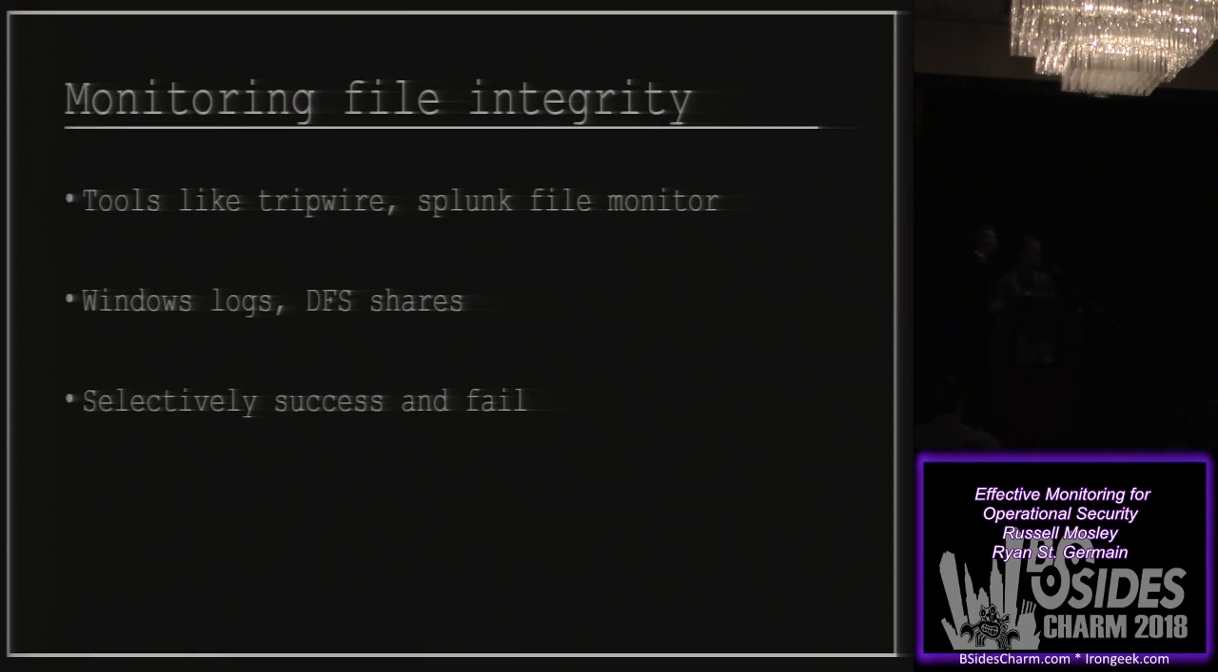So unannounced file changes to your servers and several endpoints could be an indicator of compromise. So what we do is we monitor these file systems with tools such as Tripwire and Splunk. We accomplish the same thing with the Windows event logs for our DFS shares. We're looking for the unauthorized changes of files and the unauthorized access of these files. So we're looking for success and fail for this.